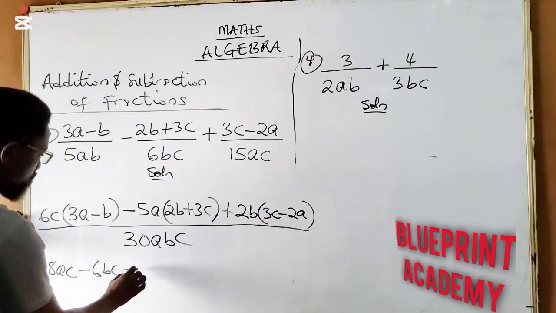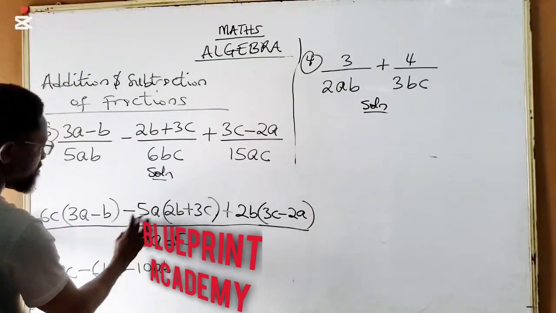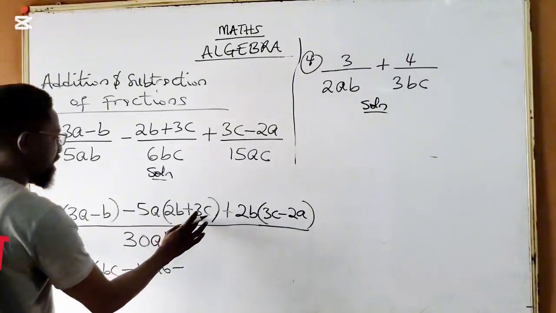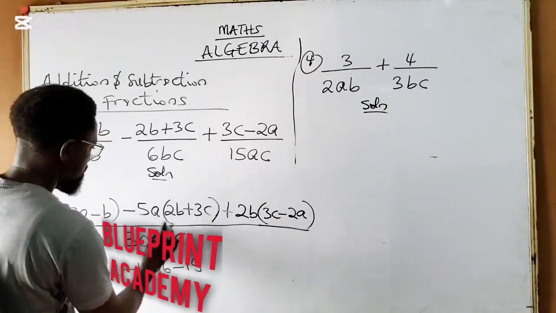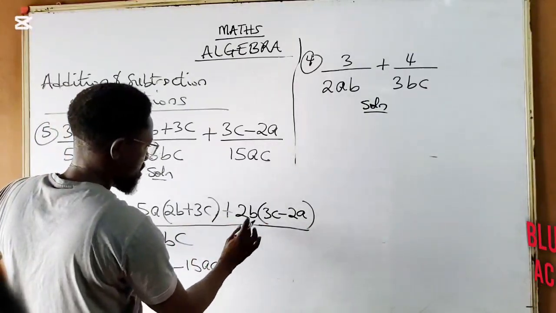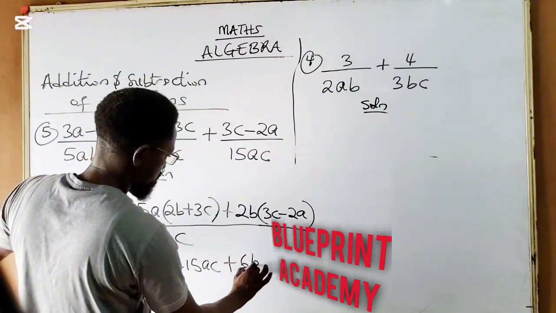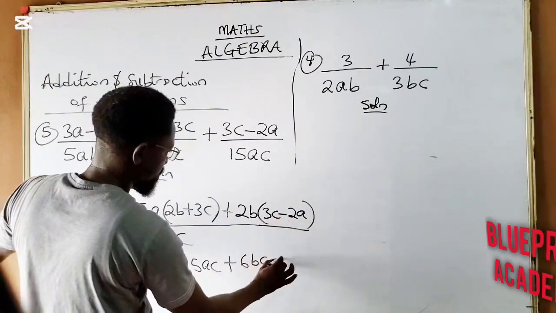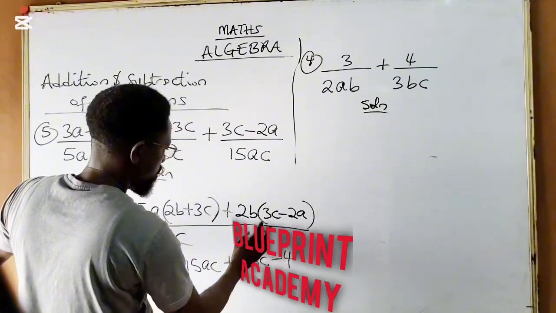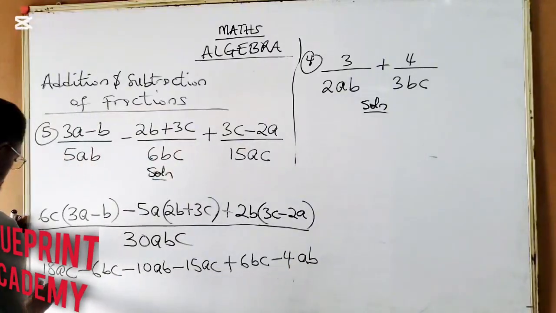And 5 times 2, that is 10, then we have AB. The minus times this plus is minus. Then 5 times 3, that is 15, then AC. We have this plus sign now. Then we have 2 times 3, that will give us 6BC. We bring the minus sign. Then 2 times 2, that will give us 4, then B times A, that is AB. Then the denominator.